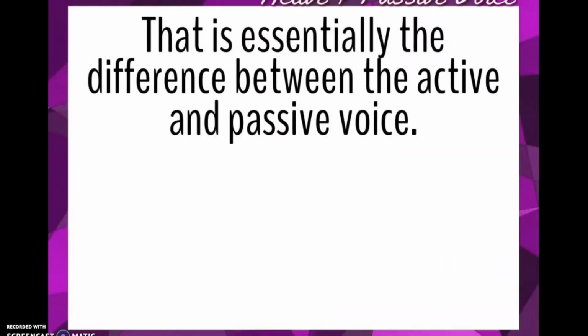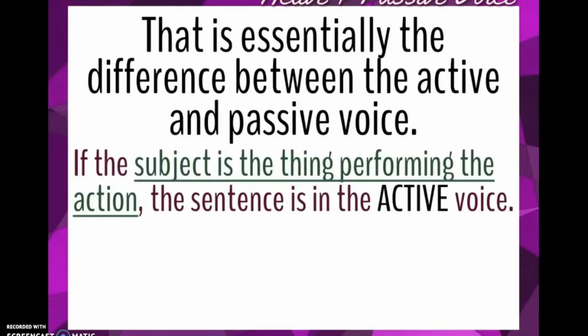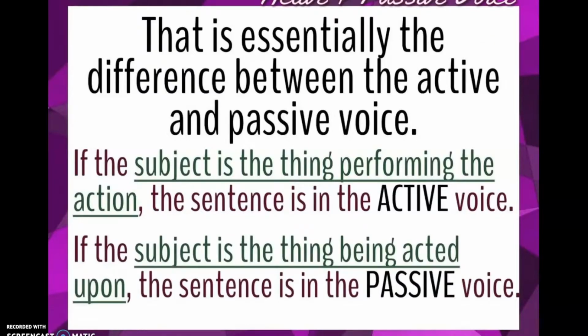So that's essentially the difference between the active and the passive voice. If the subject is the thing performing the action, the sentence is in the active voice. So that's how the majority of people write their sentence. Subject, verb, direct object. If the subject is the thing being acted upon, then the sentence is in the passive voice. Some teachers really don't like it when you write in passive voice, but sometimes it is okay to write in passive. So we'll talk about that later, but just be aware, when you get older and you start writing big essays, your teacher might not want you to write in passive at all.